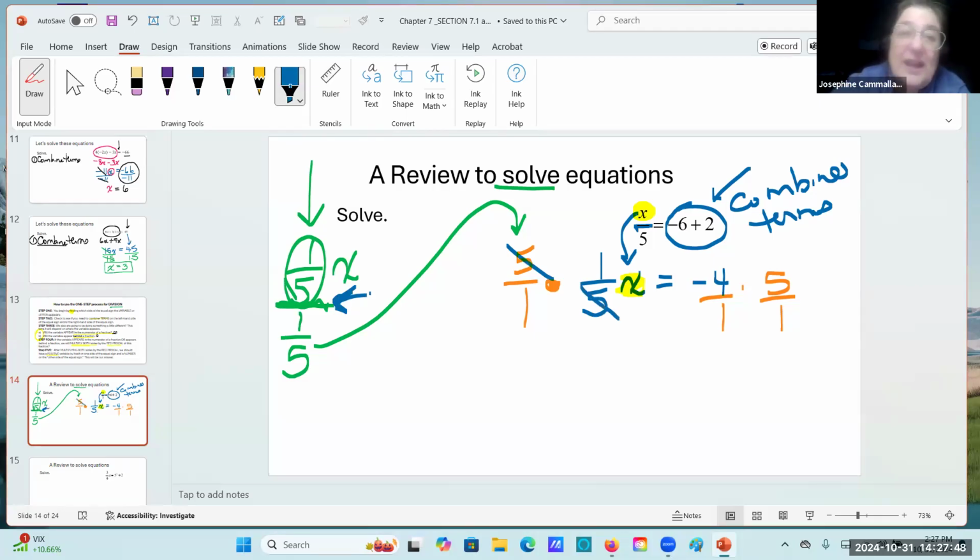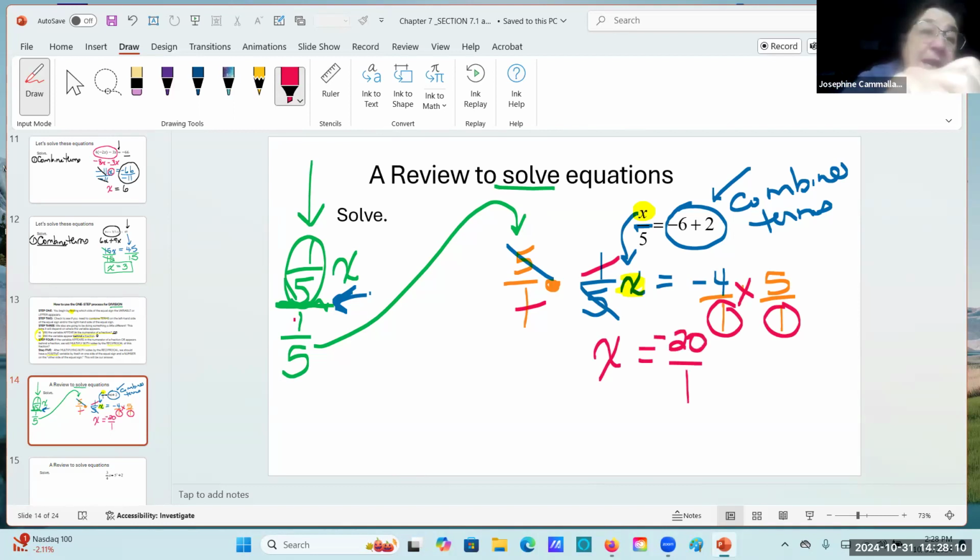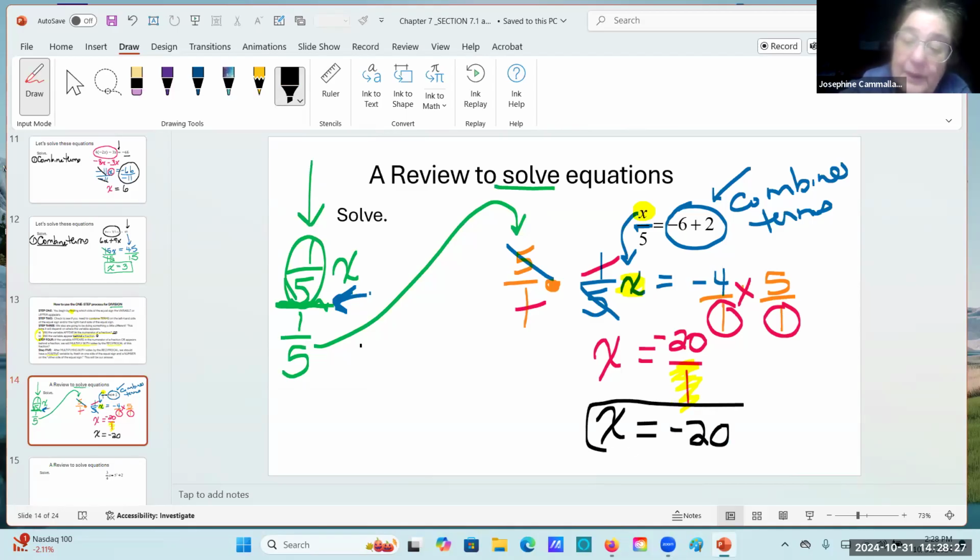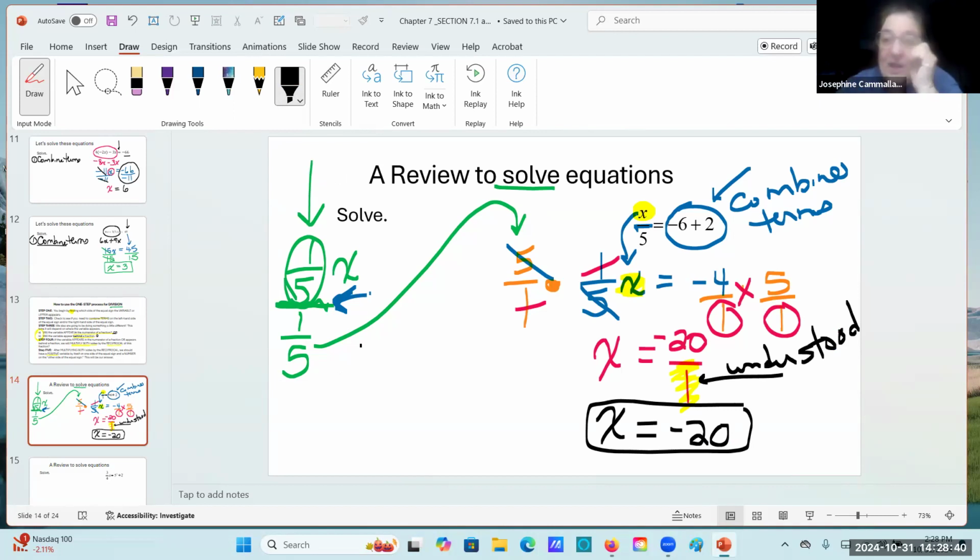So this 5 and this 5, and nicely but neatly, this 1 and this 1 is leaving me with x. Now remember, we're multiplying. Now, this 1 and this 1 could be the bottom of my fraction. The number is -20. But as you remember, mathematicians don't write the 1 when it's in the bottom. So my answer is x equals -20. This 1 is understood. Mathematicians don't like to write 1s. So technically, this 1 and this 1 are understood behind the -4 and 5. Okay?